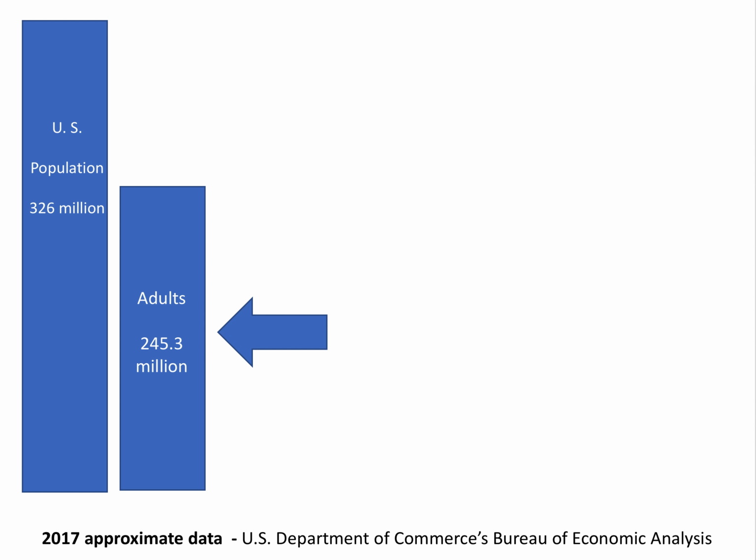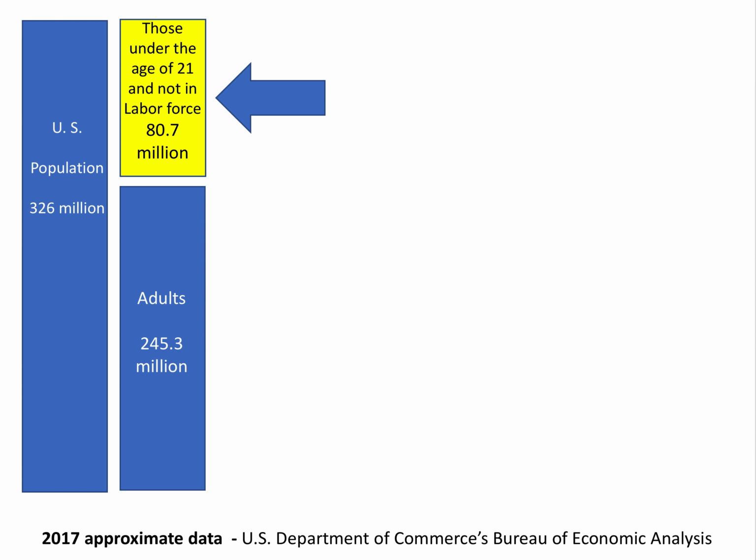Okay. Of those 326 million, roughly 245 million, 0.3 are adults. Okay? Because we're not going to count children because children aren't supposed to be working, right? So that means that people under the age of 21 and not in the labor force, that means that they're either going to school or whatever, okay, but they're under the age of 21 and they're not counted.